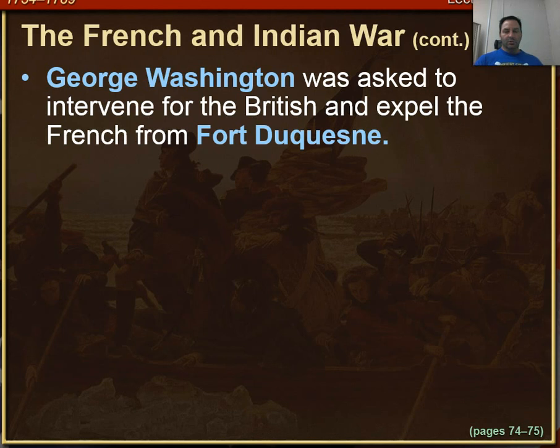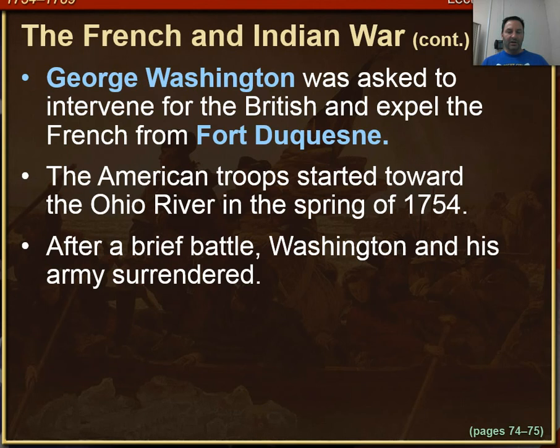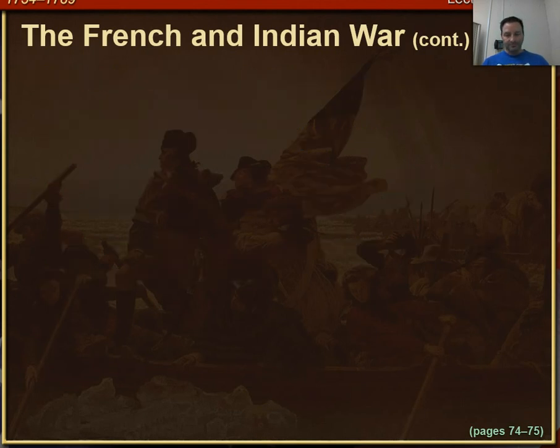George Washington, who first appears at this time in American history, was asked to intervene with the British and expel the French from Fort Duquesne. The American troops started toward the Ohio River in the spring of 1754, and after a brief battle, Washington and his army had to surrender.